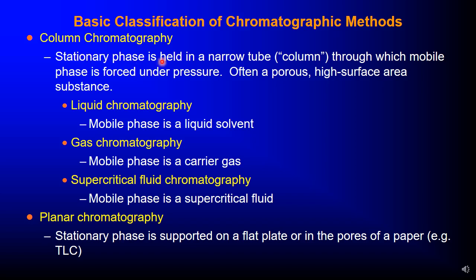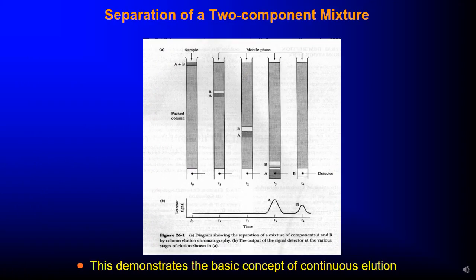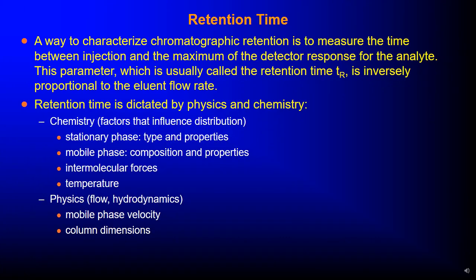The stationary phase is held in a narrow tube, the column, often a porous, high surface area substance. The mobile phase is moved through it under pressure. Now you can see how separation is done. Here, for example, liquid chromatography is done. The mobile phase is a liquid solvent, where we have our sample being introduced at this particular end, and you find that the sample contains A and B.